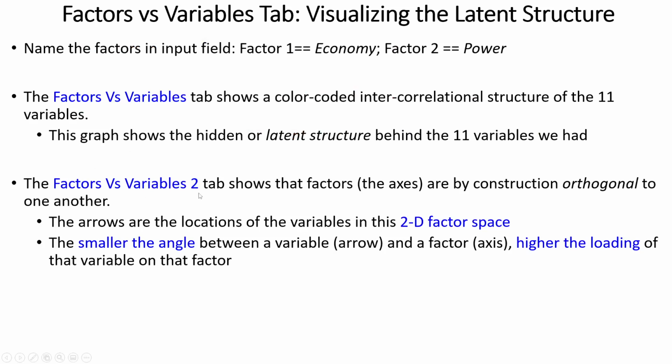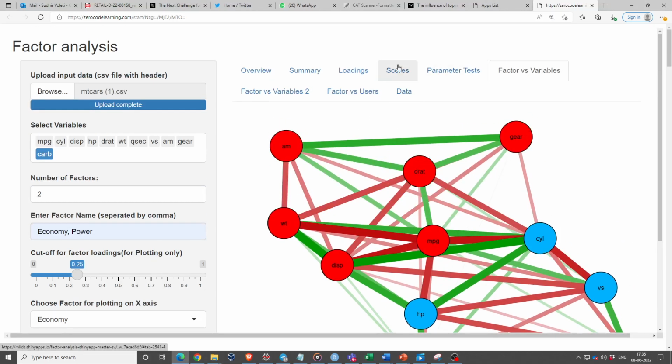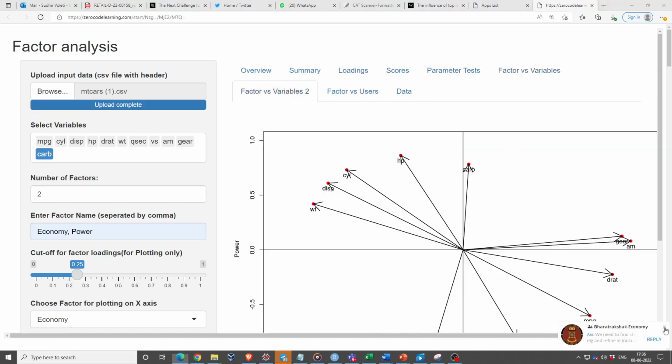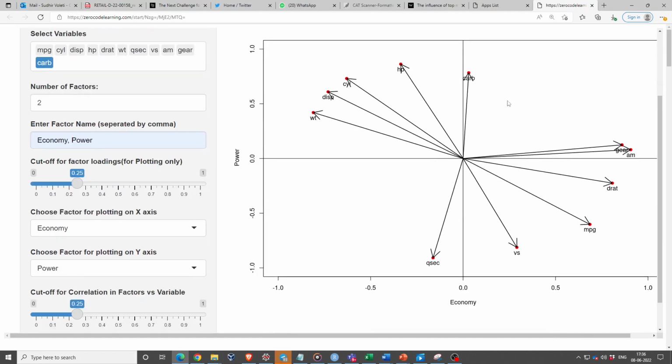This is the factors versus variables 2 tab. This shows the factors as axes, and these factors are by construction perpendicular or orthogonal to each other. All right, so what do we have? We have something like this. This horizontal axis is the economy factor, and the vertical axis is the power factor. All these 11 variables are represented by these arrows.